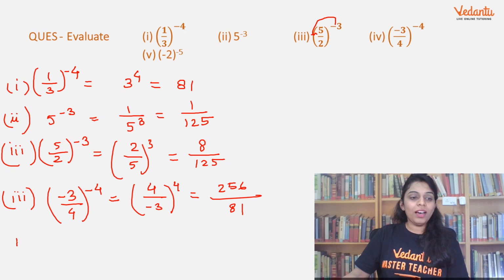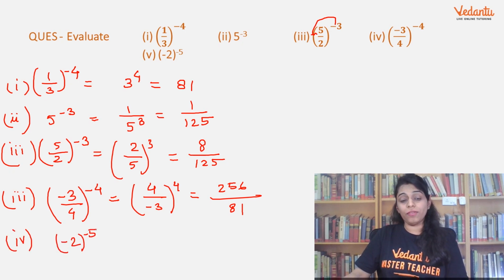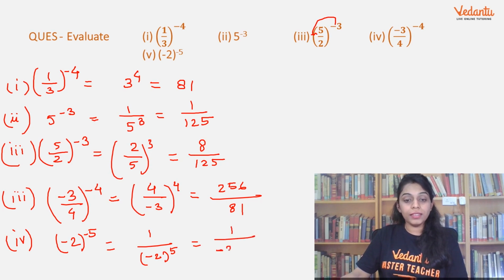Okay, and now the next one is minus 2 raised to the power minus 5. Again the same thing, it will become 1 upon (minus 2) raised to the power 5, and this will be 1 upon minus 32.